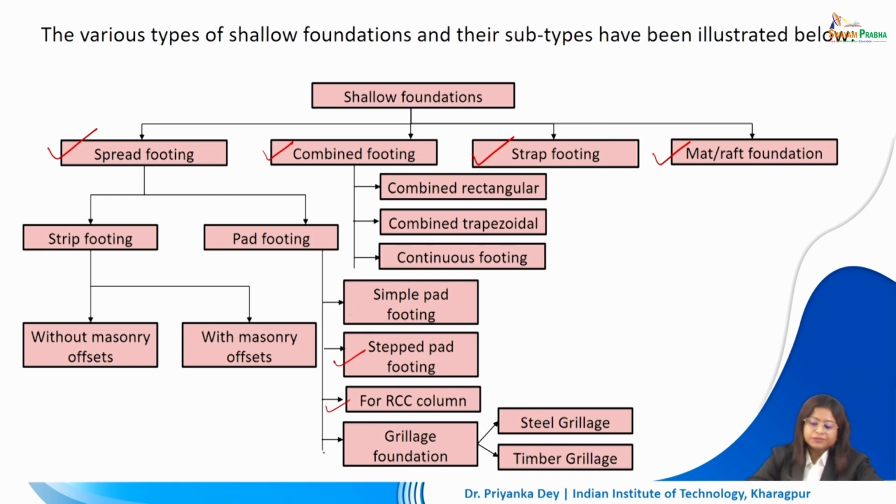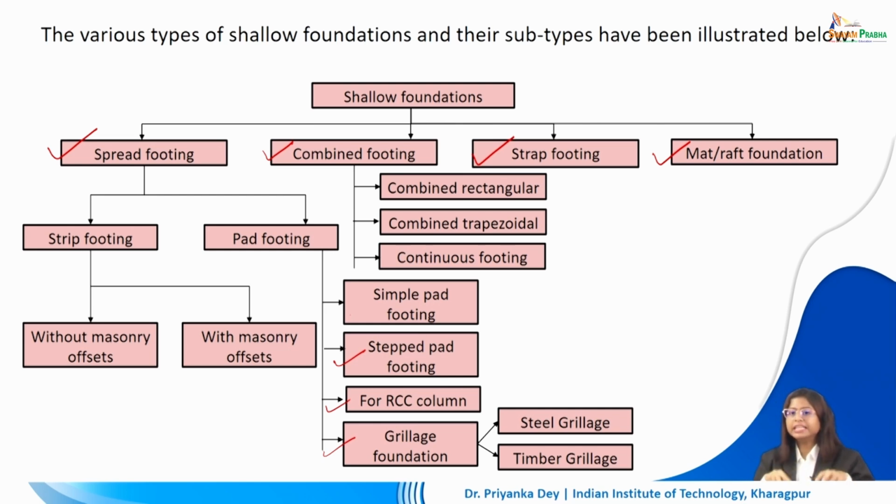Then comes grillage foundation. Now, this is a special type of pad footing for steel stanchions, and they can either be made with steel grillage, or we can also have a timber grillage foundation to support a timber post. The characteristic of this particular type of foundation is that it has tiers. So, you have a top tier, and at 90 degrees you have a bottom tier, and then on top of that the structural member comes and rests.